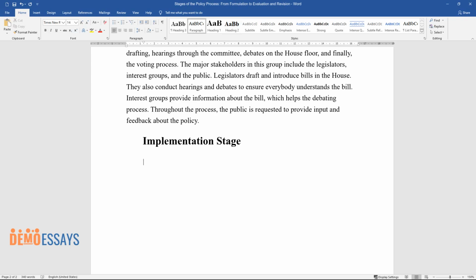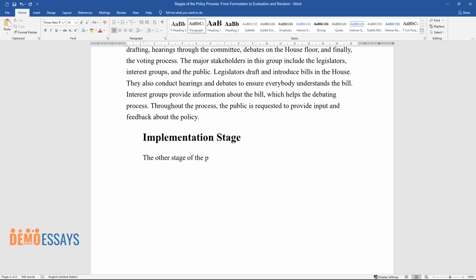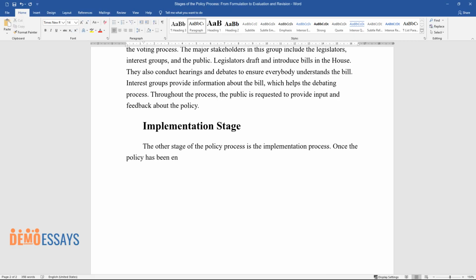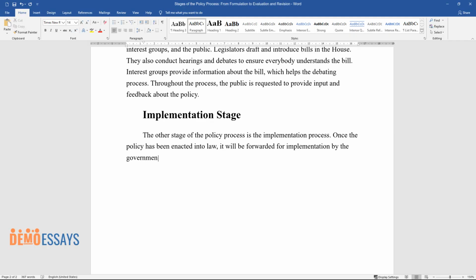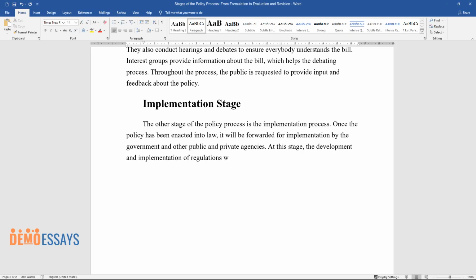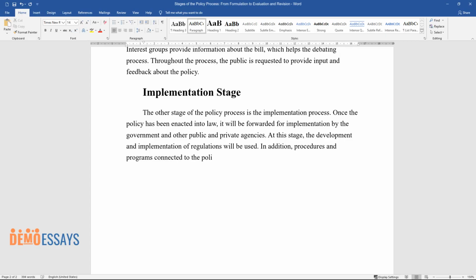Implementation stage. The other stage of the policy process is the implementation process. Once the policy has been enacted into law, it will be forwarded for implementation by the government and other public and private agencies. At this stage, the development and implementation of regulations will be used. In addition, procedures and programs connected to the policy goals will also be introduced.